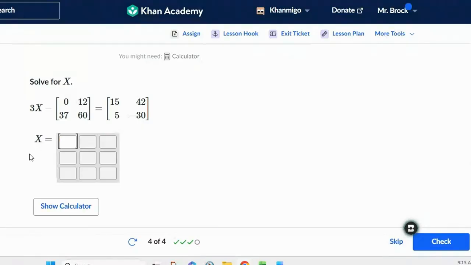Okay, what this wants us to do, and this is how these problems are on this one. 3 times x minus this matrix equals this matrix. But x is this. Right? Now let me ask you something, because this is relevant. What size is matrix X?